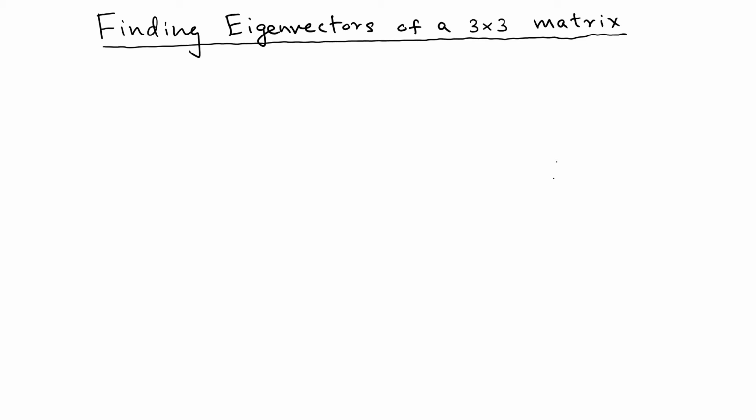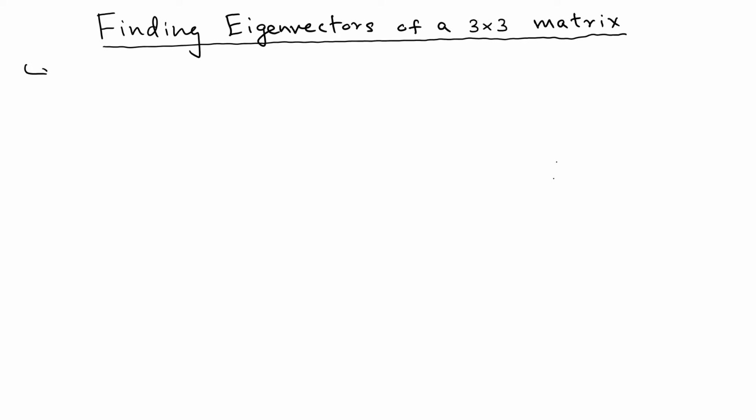In this video, we're going to discuss a method to find the eigenvectors for a 3 by 3 matrix when there are only two distinct eigenvalues, because that case is different from the general case, and there's a shortcut for that.